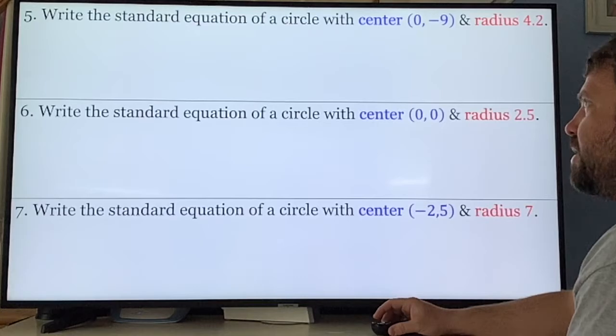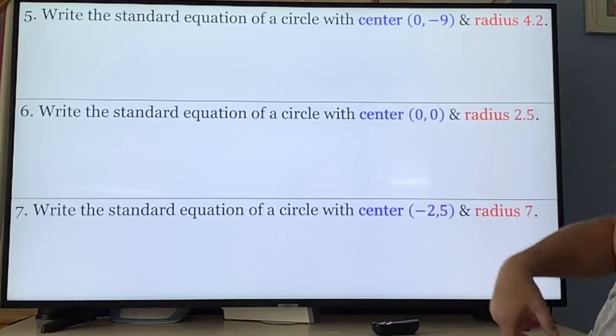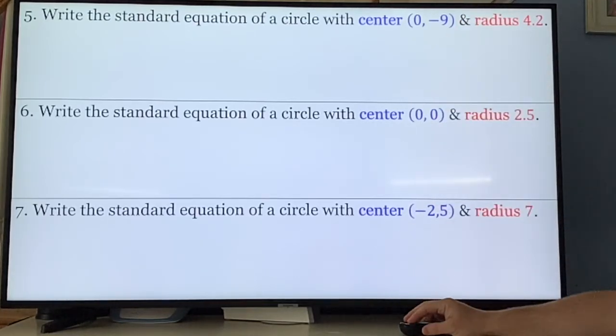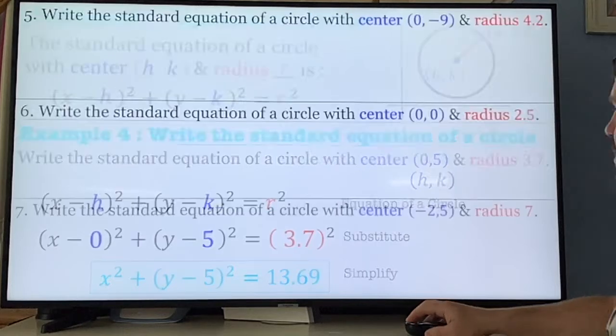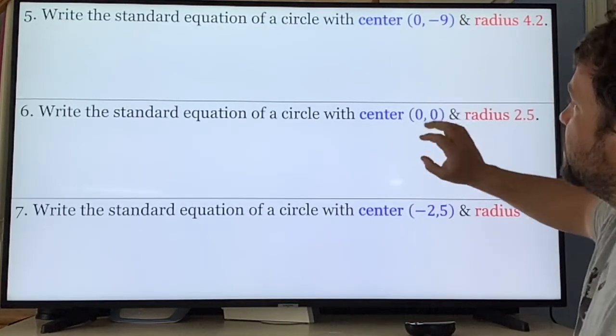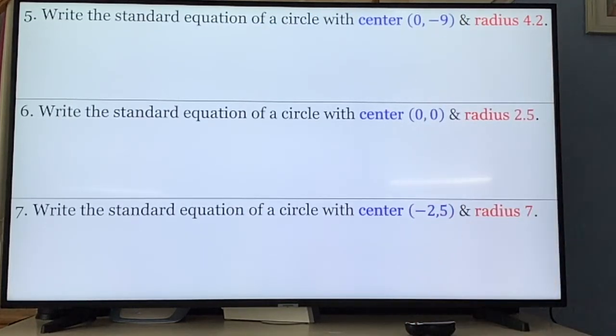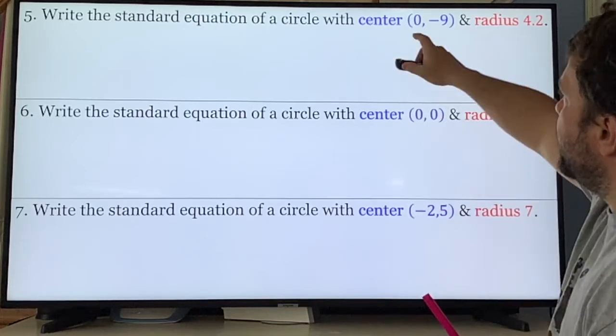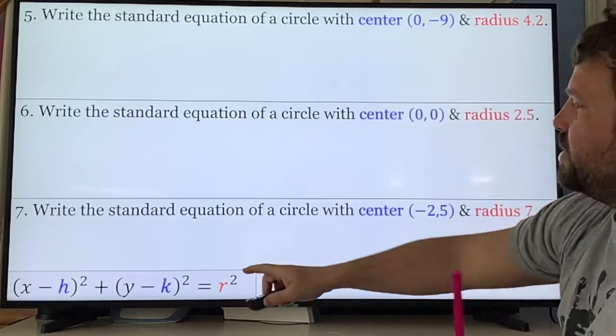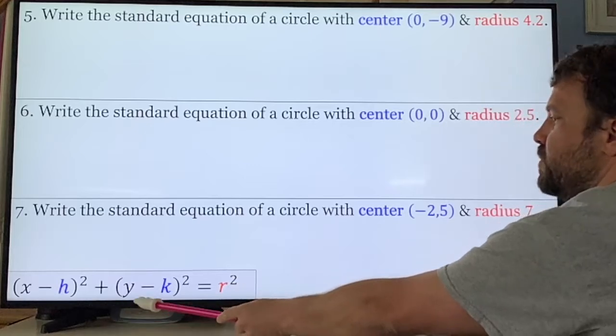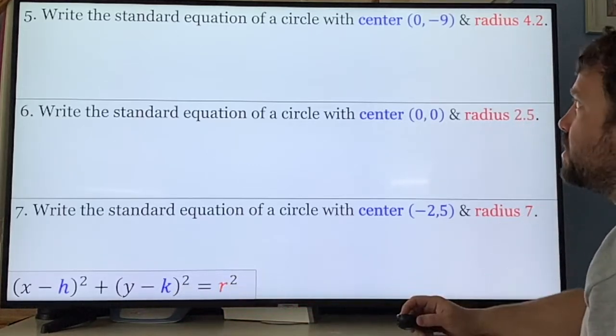So what I want you guys to do is write the standard equation of these three questions. Oh, in case I was in your way, let me just move out. Oh, there's nothing there anyway. So 5, 6, and 7, go. Let's see if you got it. So the equation is x minus h squared plus y minus k squared equals r squared.